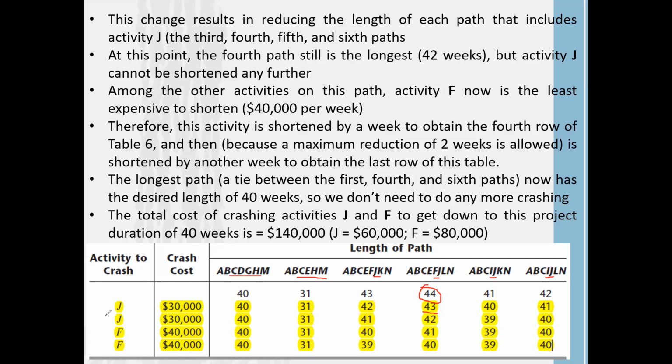Then we know that activity J can be reduced by 2 weeks based on our table. That is the maximum crashing time period for it. Earlier it takes 4 weeks, but we can reduce it to 2. Then we are having another week to reduce, so we are reducing another 1 week.